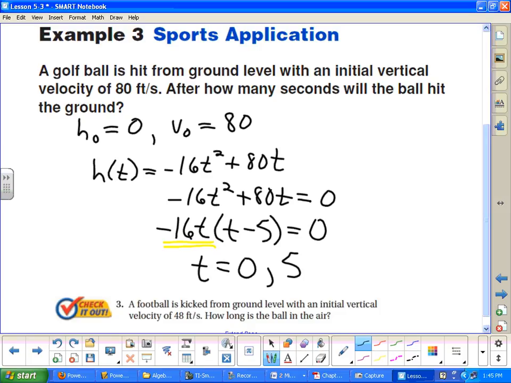Well, we already knew 0, didn't we? Because the ball was hit initially, where was the ball? On the ground when it was hit. So at time 0, the ball was at 0 height. All I need to know is when it is going to land back on the ground again. So it lands back on the ground in 5 seconds. So t equals 5 seconds.